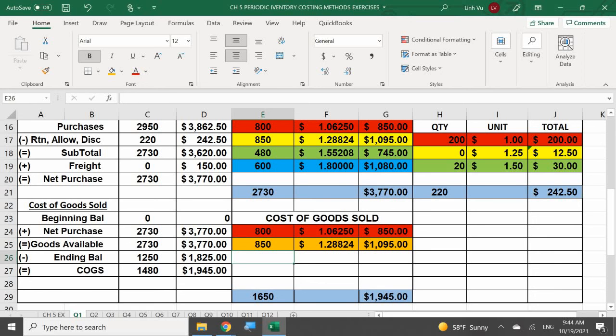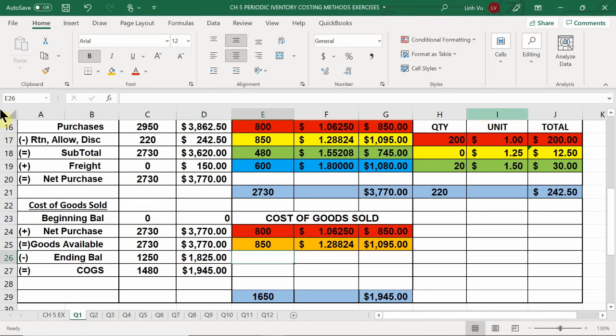Okay, Maggie, look at this again. I only sold 1,480. 1,650 is too much. I need 1,480 from the 800, 850, and part from the 480. In grand total, you only sold 1,480. All right, let's do this again.